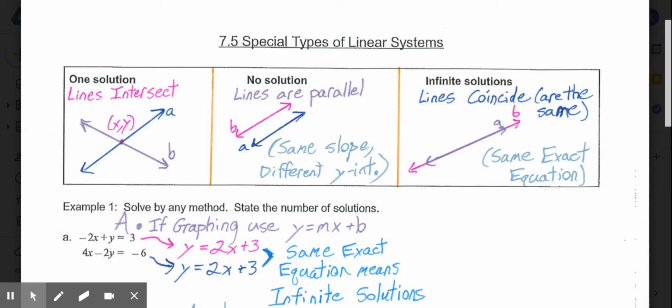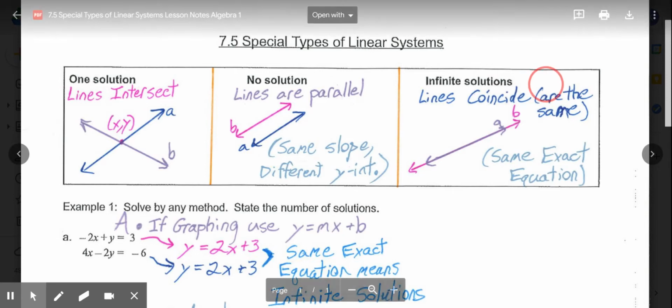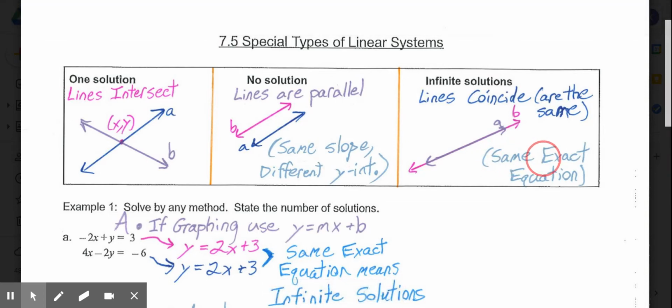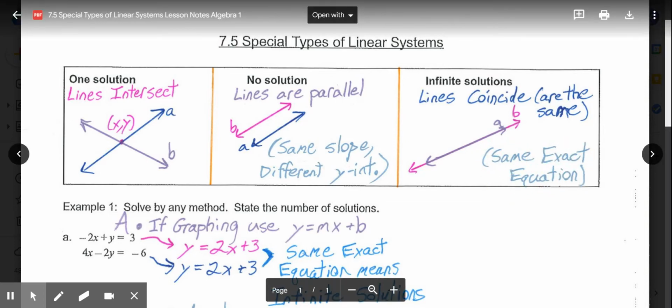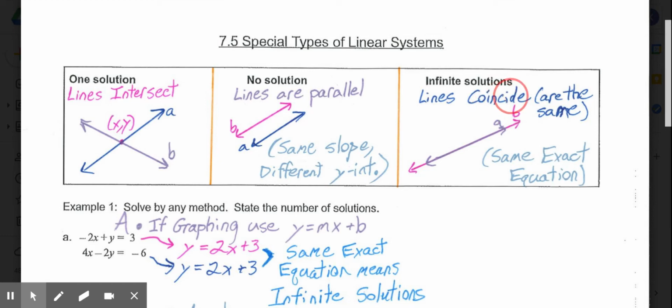So we have infinitely many solutions. This happens when the lines coincide, meaning they are the same line, or they're on the same line, meaning that they would have the same exact equation. If we have two identical equations, our lines coincide, meaning lie on top of each other, are the same. Every number along there would be a solution, so we would have infinite solutions because lines go on forever.